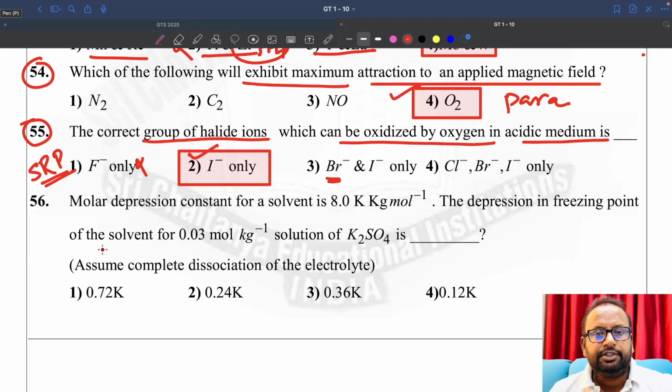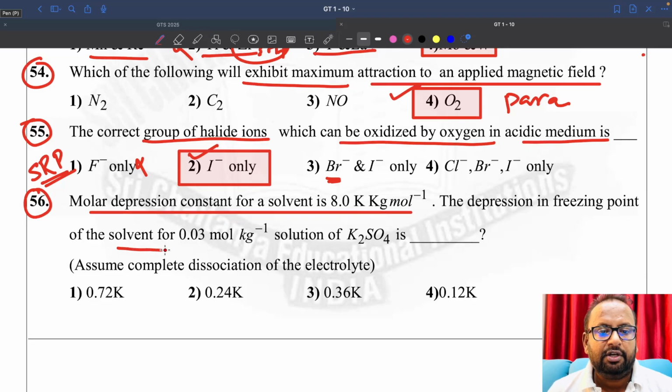Yeah. Next we'll move to next question 56. It is from the colligative properties. Molar depression constant for a solvent is 8 Kelvin kg per mole. The depression in freezing point of the solvent is 0.03 mole per kilogram. The solution of K2SO4 is how much?